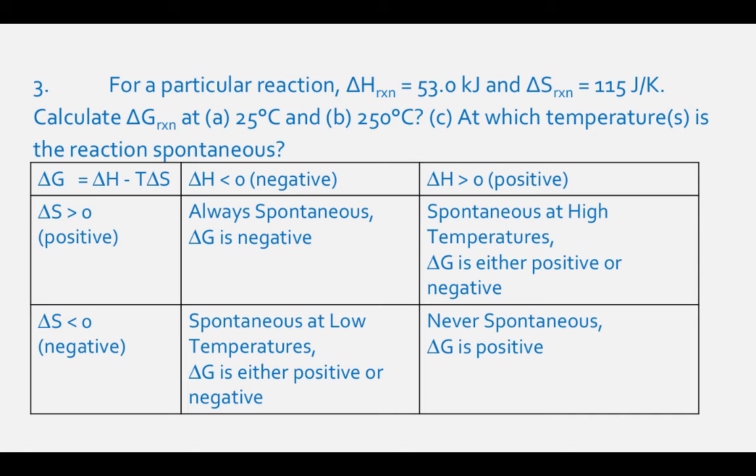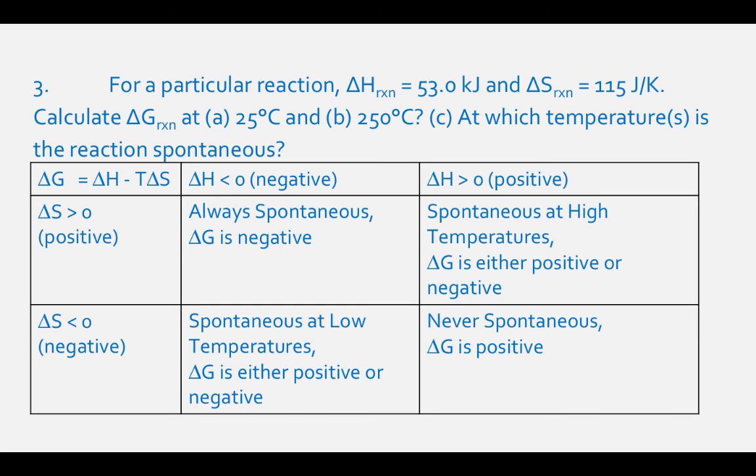But first, let's analyze the different scenarios they give us with the table we developed before of the signs of these variables. Since both delta H of the reaction and delta S of the reaction are positive, we need to look at the line of the table where both are positive. This line tells us that this reaction is sometimes spontaneous, and it will be spontaneous at high temperatures.